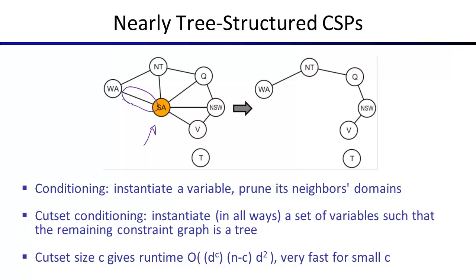All right, so here's the algorithm. You instantiate in all ways some set of variables. You then run the tree-structured algorithm on what's left. But of course, you didn't actually know how to instantiate those variables, so you got to do it in all the different ways. So there's part of this algorithm that enumerates possible cut set values and then does something efficient for what's left. So let's see that.